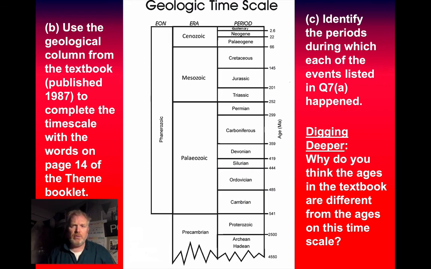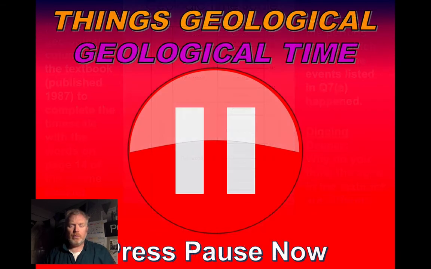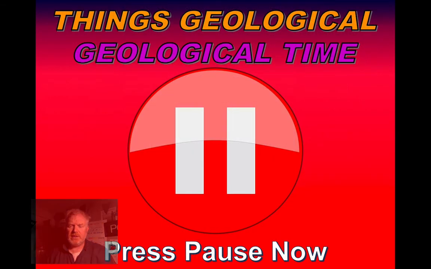What I'd now like you to do is, going back to the table that you filled in for question 7a, I'd like you to identify the periods that each of the events listed in that table actually happened. And I'd like you to write the name of that period in that right hand column in the table on page 14. So press pause now and fill that in.